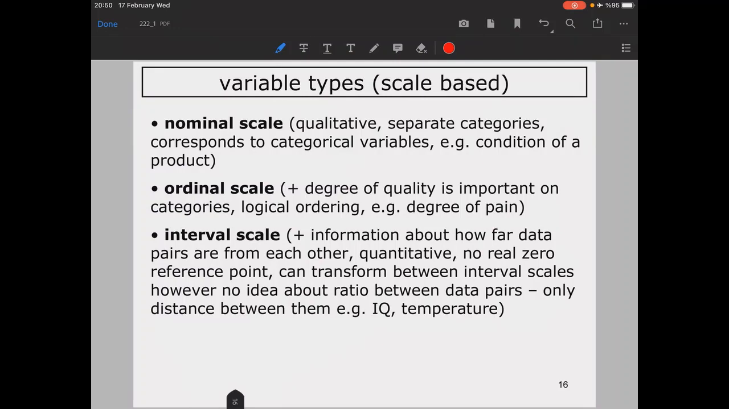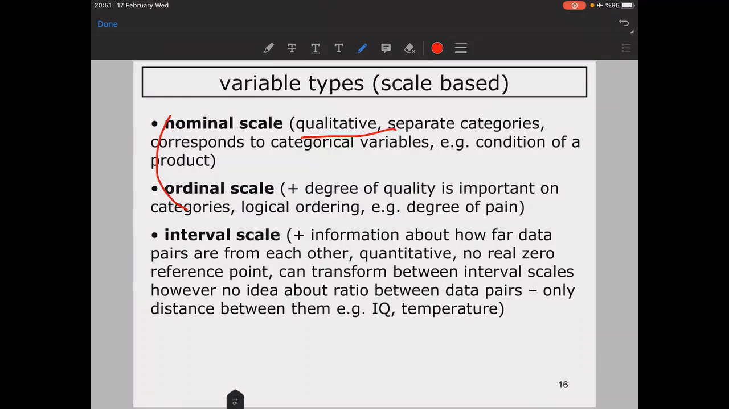And there is also the interval scale, where there is information about how far data pairs are from each other. Now this one becomes quantitative. The previous ones are more qualitative, but now we are in the domain of quantitative variables, which are based on strict measurements, right? The interesting point is there is no real zero reference point here. These types of variables are called interval scale variables, and you can transform between the interval scales. That's possible. However, you have no idea about the ratio between the data pairs. Only the distance between them is meaningful.